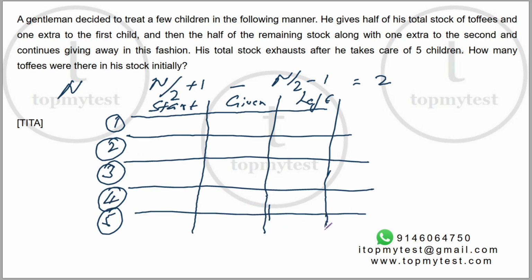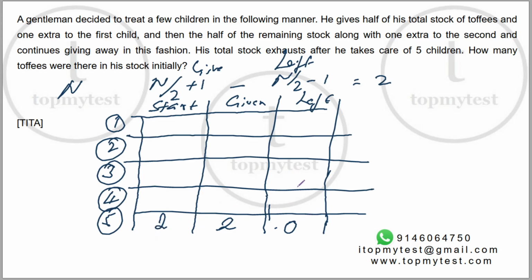Now we'll start with the end because we know the end part very well. Now, in the end, he is left with 0 toffees. Right. So how much would he have given to the previous one? The difference between what he is left with and what he gives to the child is always 2, which means he would have given 2 toffees. This difference is 2. Right. Which means he would have started with 2 toffees. He gives 2, left with 0.